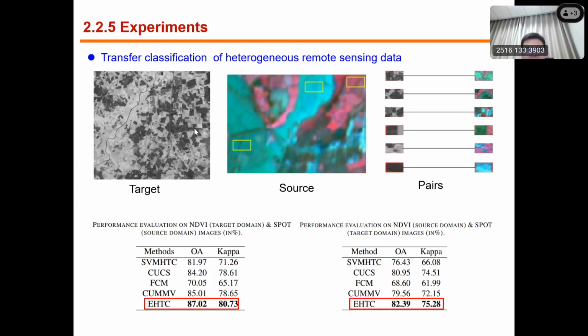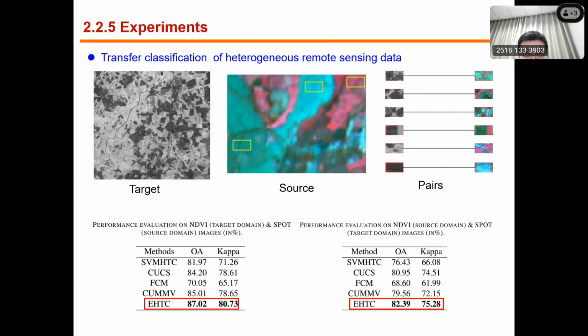Okay, this is the application in remote sensing data classification. For example, we can see the source domain and the target domain. This is the multispectral optical image. This is a gray image, and some pixels in the color image are close, but in the gray image maybe not very close. This is the training data. We just know these pixels are pairs, corresponding to each other.